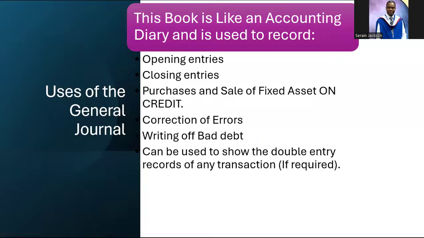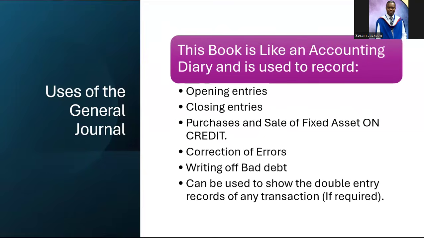So the general journal is really like an accounting diary that is used to record pretty much anything. However, there are certain pointed uses of the general journal, and you have to know them. For example, the general journal is used to record opening entries and also closing entries. However, closing entries are not so much tested at the CSEC level, so we'll be looking at opening entries in this video.